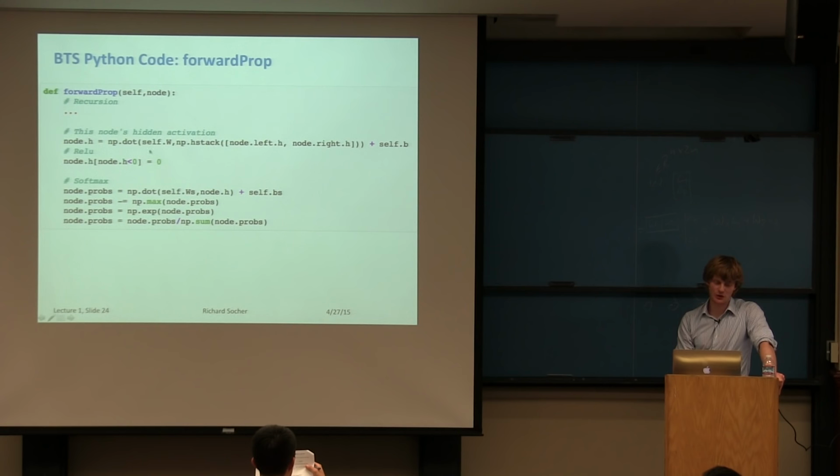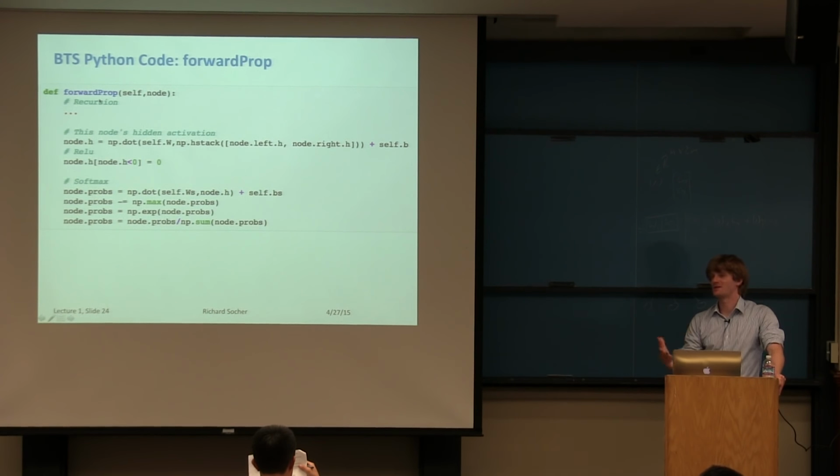So here we basically walk slowly through some Python code for the forward propagation. And just to show you how similar this is to all the other neural networks that you already have, with these 3 subtle differences. So you have some kind of recursion that you can implement. There are different ways you can implement recursion in tree structures.